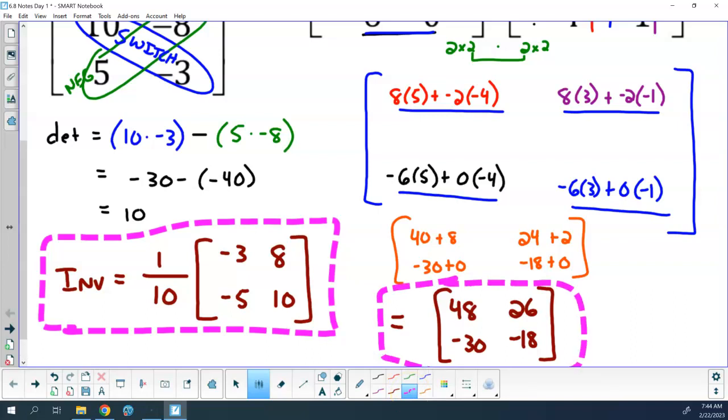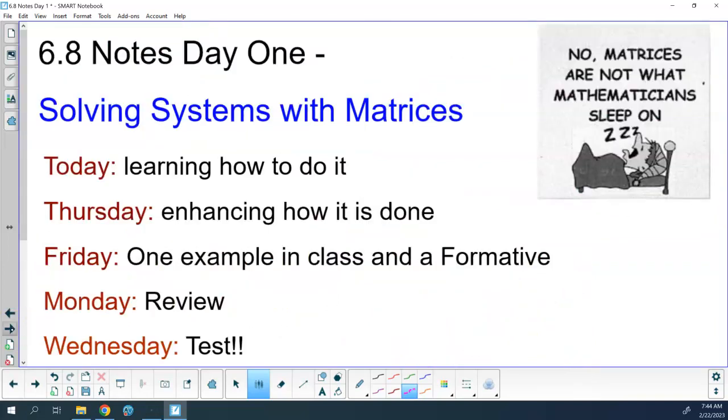Again, we'll need those two concepts for what we're doing. So let's talk a little bit about this week and next week. Today we're going to learn how to solve systems with matrices. I'm going to introduce you to it. Tomorrow we're going to enhance how it's done.